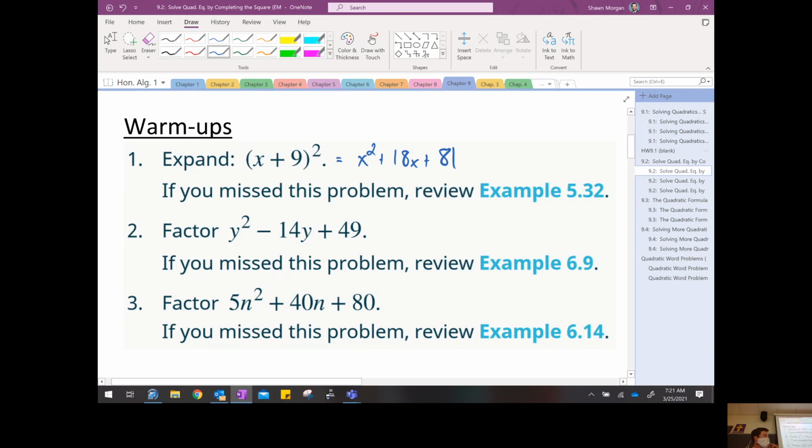Now, we could write that up as a FOIL problem, or we could remember our shortcut, which is to square the first term, square the last term, double the product. And then the inverse of those operations are what we're going to be going through when we're doing this completing the square process that we introduced on Tuesday. Did you hear what I said? Square the first term, right?